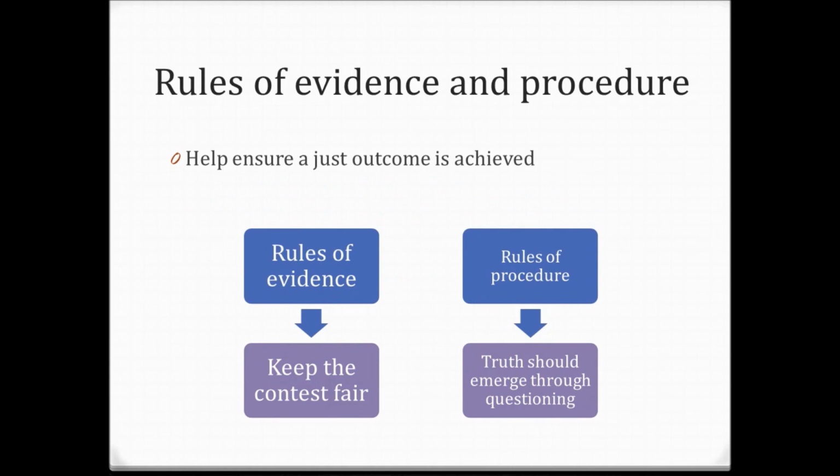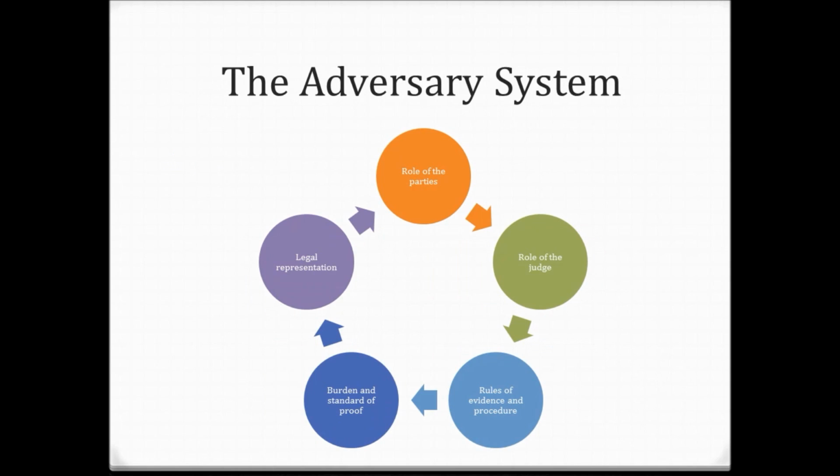So just to summarise the rules of evidence and procedure, the rules of evidence really are there to keep the contest fair, and the rules of procedure ensure that the truth should emerge through questioning. So that's really it for the adversary system. There's the 5 features: the role of the parties, the role of the judge, the rules of evidence and procedure, burden and standard of proof, and legal representation.